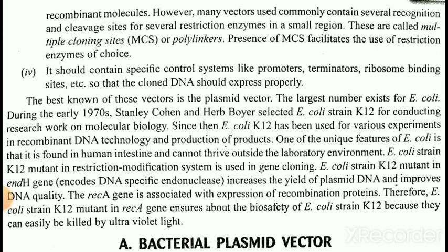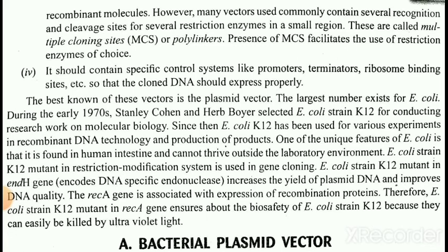The best known of these vectors is the plasmid vector. The largest number exists for E. coli. During the early 1970s, Stanley Cohen and Herb Boyer selected E. coli strain K12 for conducting research work on molecular biology. Since then, E. coli K12 has been used for various experiments in recombinant DNA technology and production of products. One of the unique features of E. coli is that it is found in the human intestine and cannot thrive outside the laboratory environment.